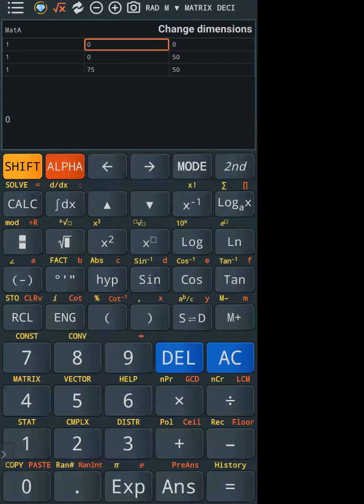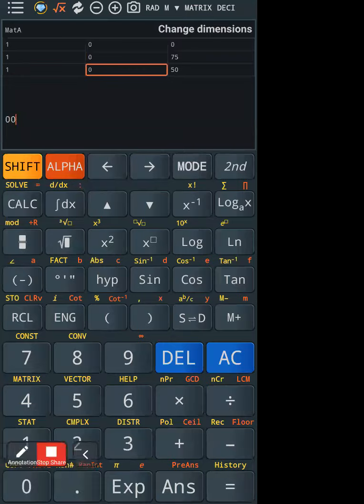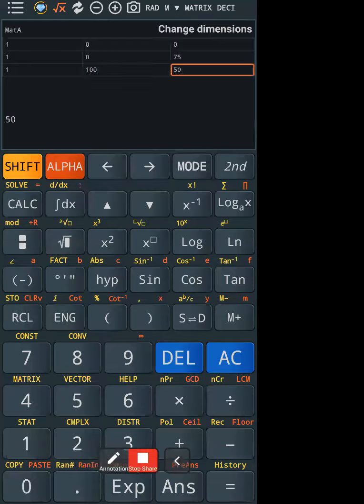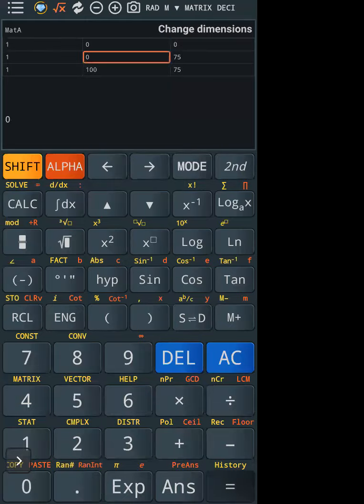First is 1, then 0, 0. Then I will write 1, 3750, 75. Okay, let me check. 0, 75. Then 1, then 100. 1, after that we have 100, and 70. Okay, this we entered, right? These values we entered.